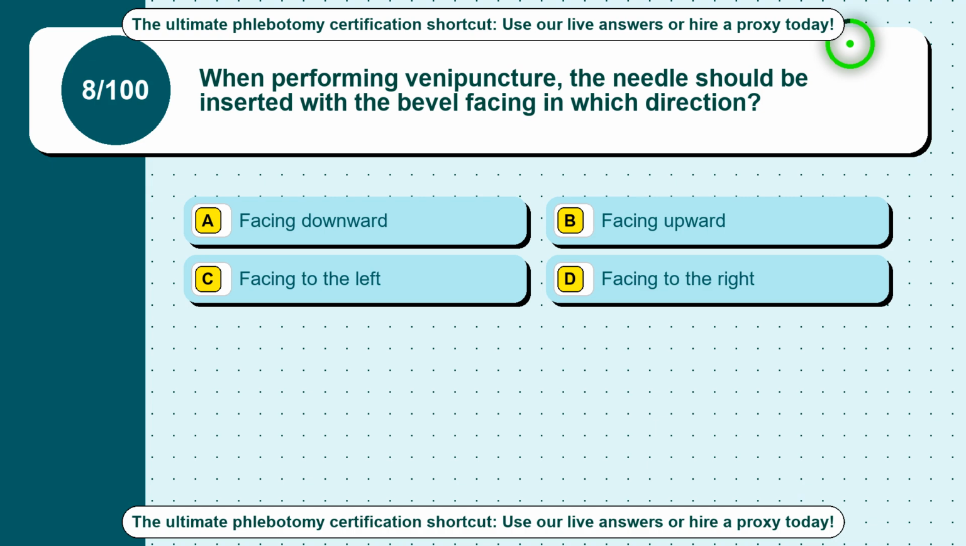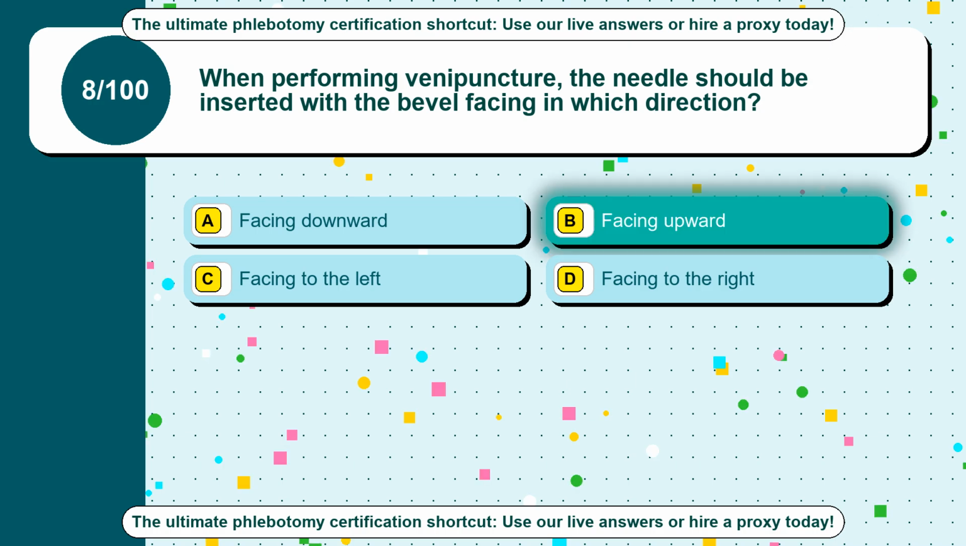Question 8. When performing venipuncture, the needle should be inserted with the bevel facing in which direction? Option A, facing downward. Option B, facing upward. Option C, facing to the left. Option D, facing to the right. The correct answer is option B, facing upward.